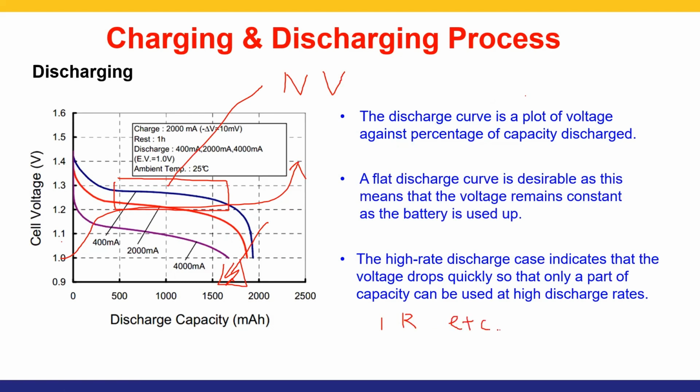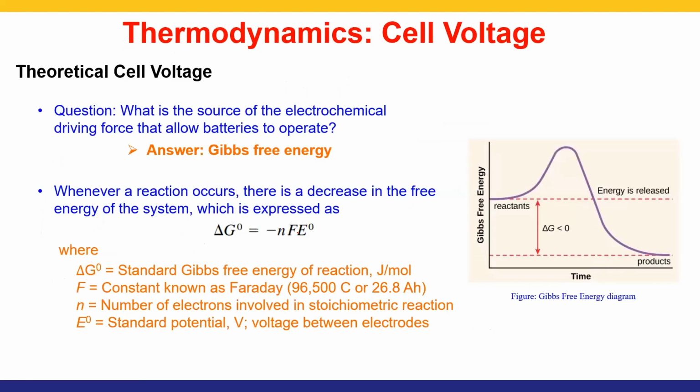So what is the source of electrochemical driving force that allows batteries to operate? So what drives the battery? The answer is Gibbs free energy. Gibbs free energy is the maximum amount of work that may be performed by a thermodynamically closed system at a constant temperature and pressure. So the formula here is delta G equals minus nFE.